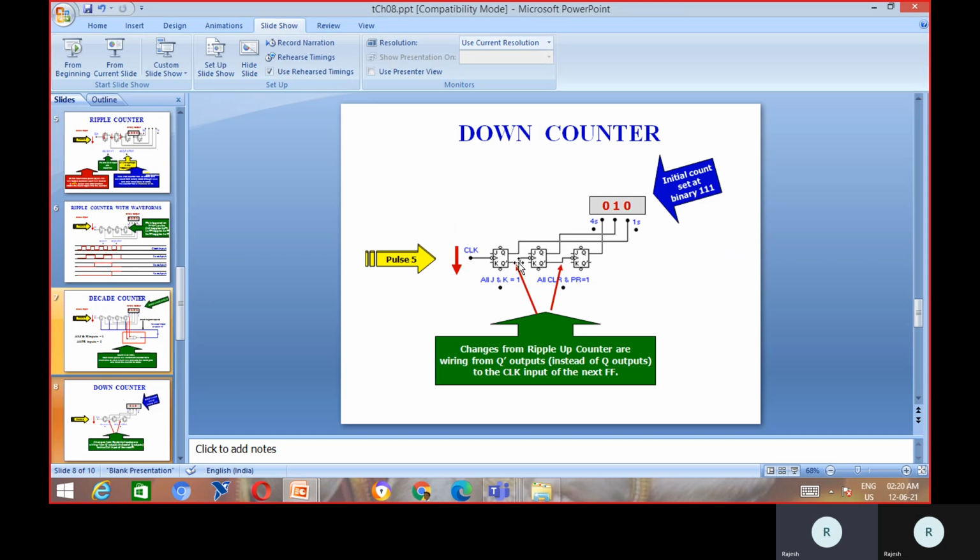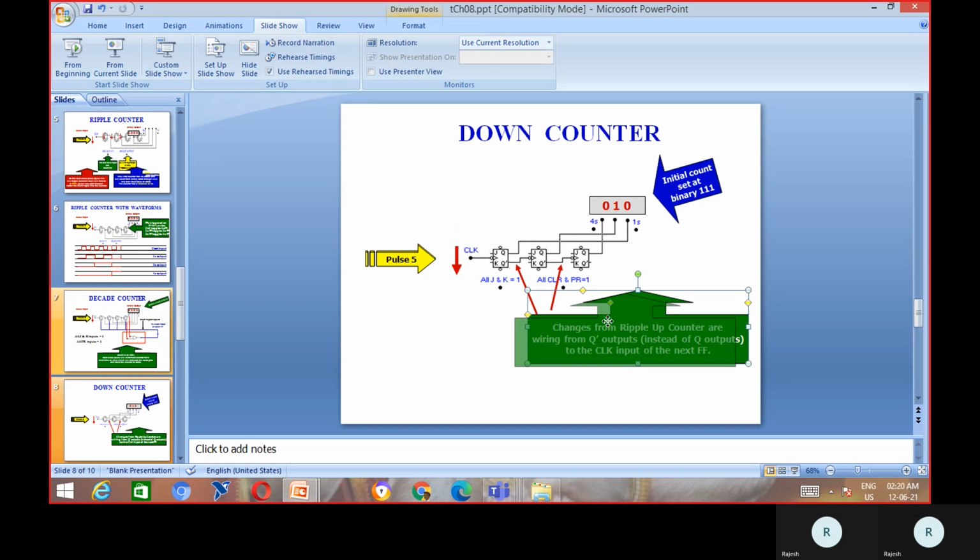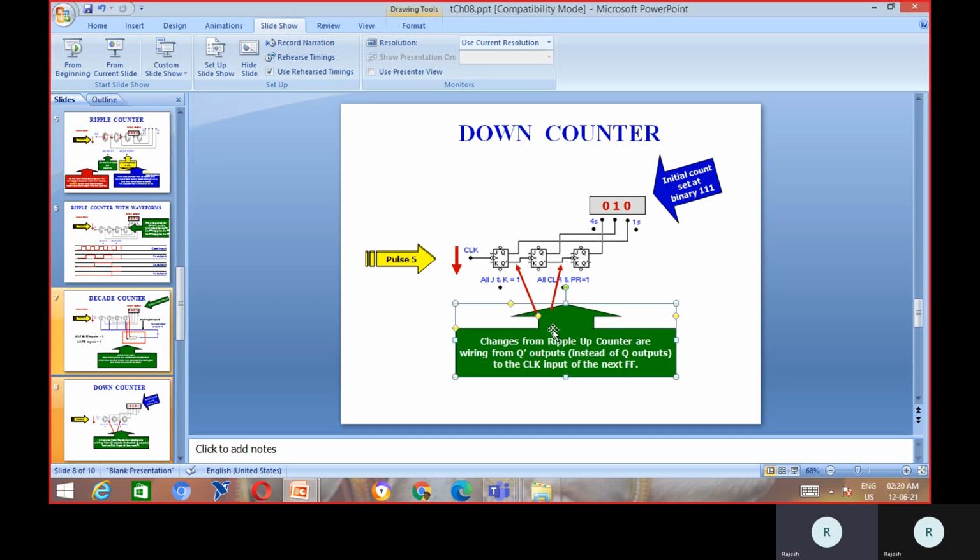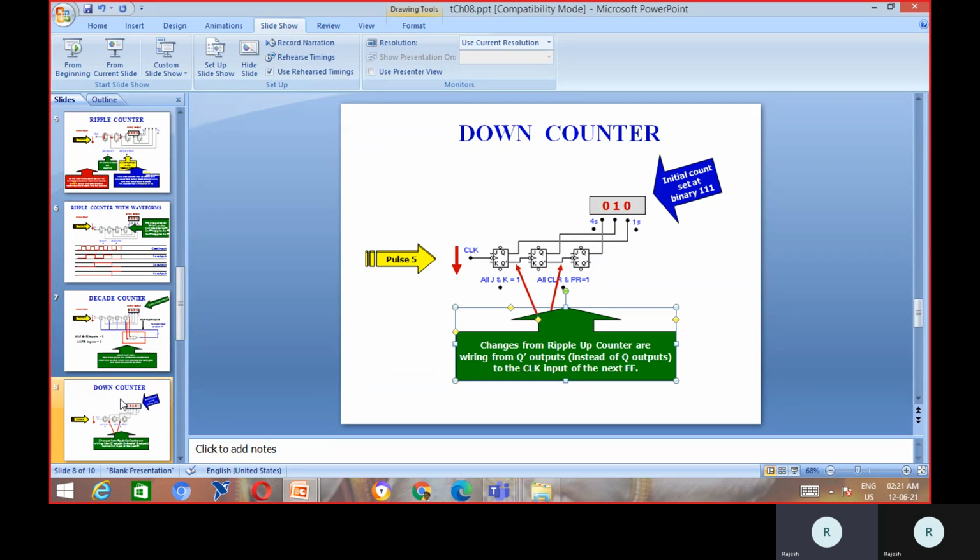How that is done is, the output of the first flip-flop is fed as clock to the next one. So based upon these transitions, we are going to see a down counter. For an up counter, the normal output of each flip-flop acts as the clock to the next counter. For a down counter, the complement form of the output will act as a clock to the next state.